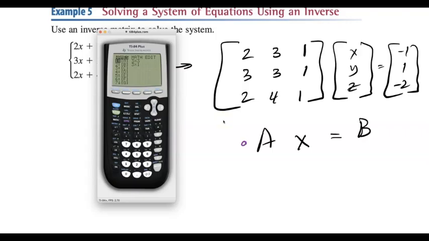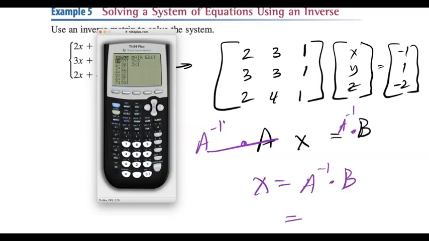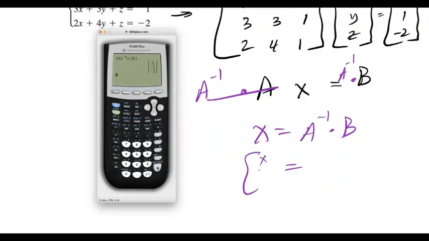All you have to do is solve it like we normally would. Multiply this by A inverse. These will cancel. X equals A inverse times B. And that would give us our solution. Let's do it here. We'll do A, its inverse, then we're going to times it by matrix B. And we get our matrix X, Y, Z is equal to 2, negative 1, negative 2. And that'll be our answer.